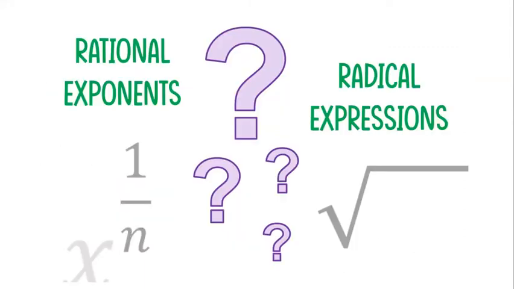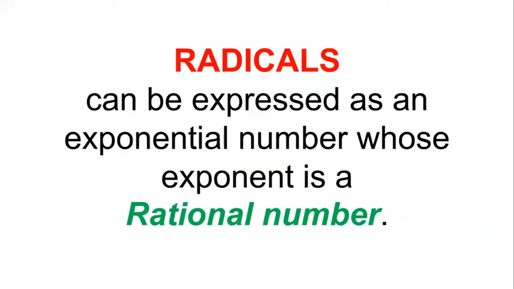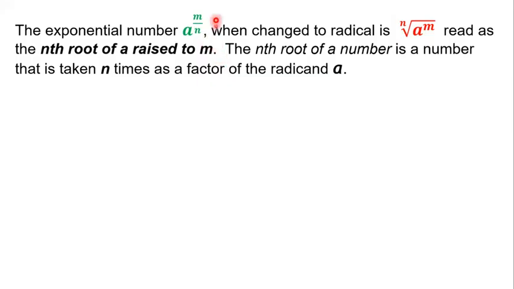Ang tanong, anong connection ng rational exponents sa radical expressions? Ng fractional exponents sa mga radicals? O makinig. Radicals can be expressed as an exponential number whose exponent is a rational number. The exponential number, this expression, when changed to radical is this expression. Now, this expression is read as the nth root of a raised to m. The nth root of a number is a number that is taken n times as a factor of the radicand a.